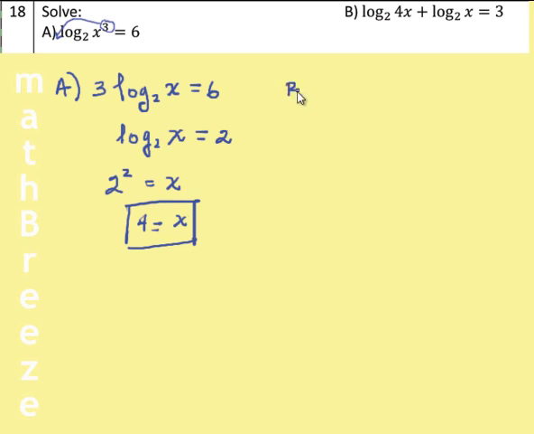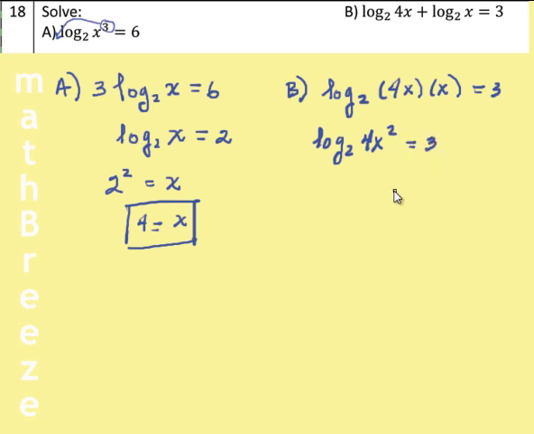Okay, in B, we'll use the log property that multiplies these two. So we're going to condense this log expression. So we have log base 2 of 4x times x equals 3, or log base 2 of 4x squared is equal to 3. Let's put this in exponent form.